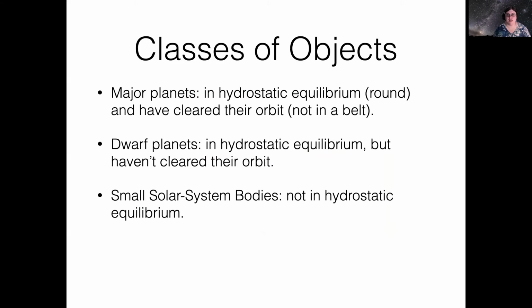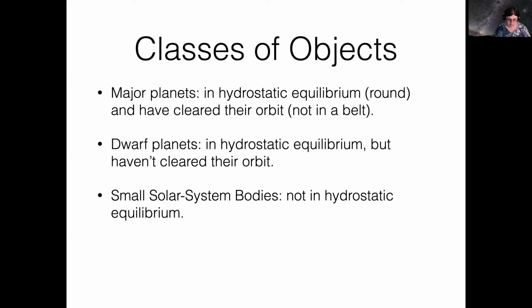Some useful terms. A major planet is, again, in hydrostatic equilibrium. It's round. It's cleared its orbit. It doesn't live in an asteroid belt, and if it was put in an asteroid belt, you would, within the age of the solar system, no longer have an asteroid belt. Dwarf planets are round, but they haven't cleared their orbit. And small solar system bodies are neither round nor have they cleared their orbit. So basically everything that orbits the sun and is a natural body falls into these categories.